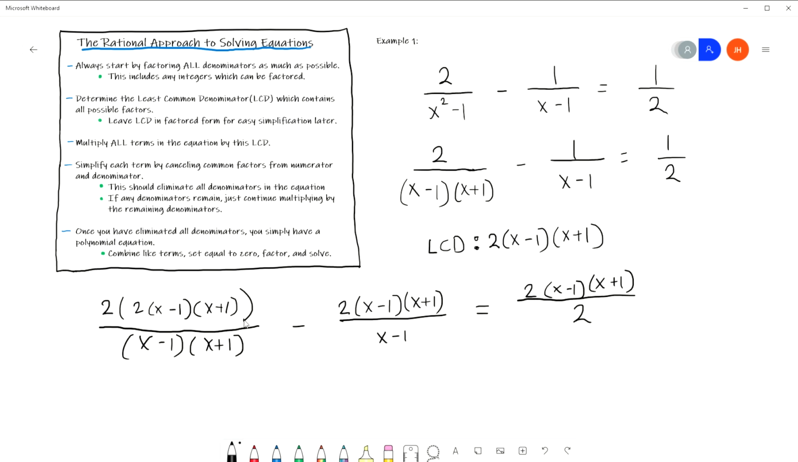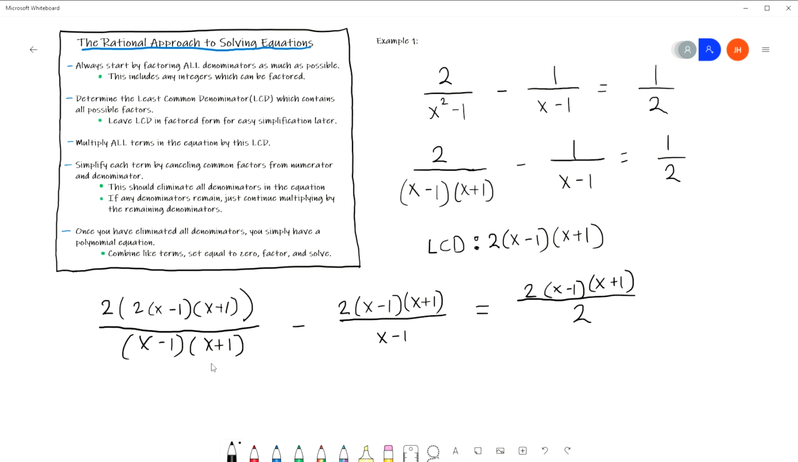So see how what I've done is I've essentially multiplied all 3 of the terms by my least common denominator. Now that I've multiplied all the terms in the equation by this least common denominator, I'm going to simplify each term by canceling any common factors.